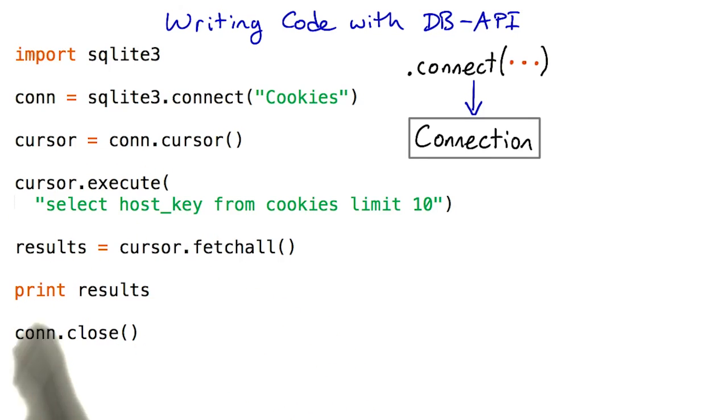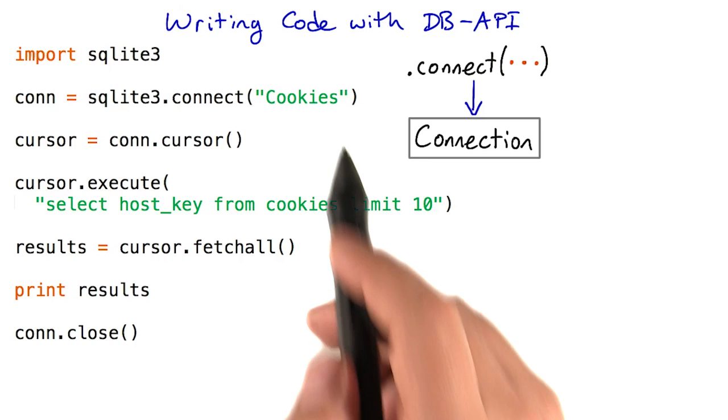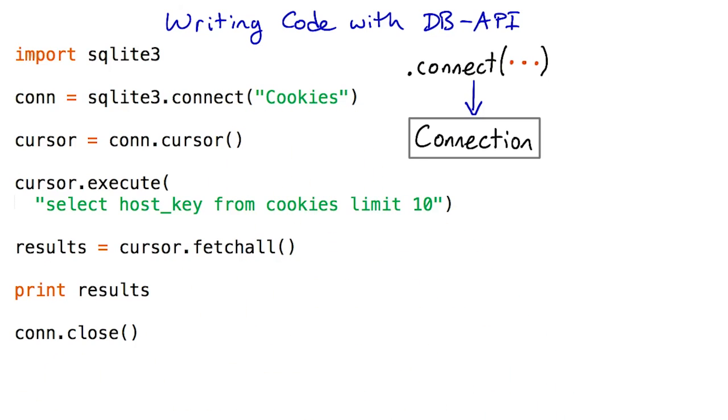Next, connect to the database. The string cookies here is the name of the database to connect to. Yes, there's a reason I've put the name cookies in this example. I'll tell you at the end of the video, I promise. If you were using a database system over a network, instead you might have to specify the host name, username, password, and other information here. The connect function returns a connection object, which is good until you close that connection.